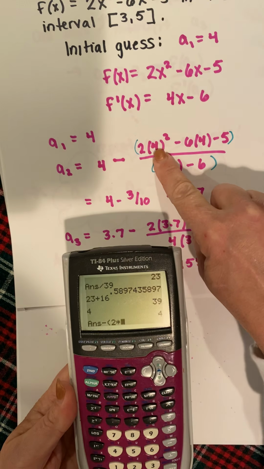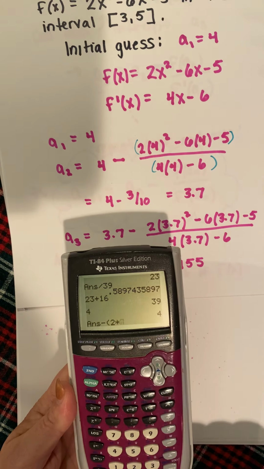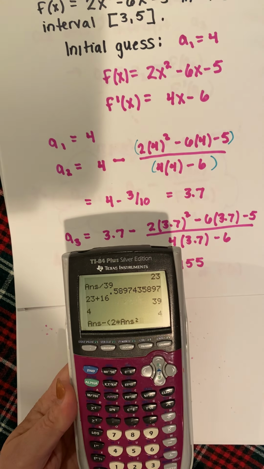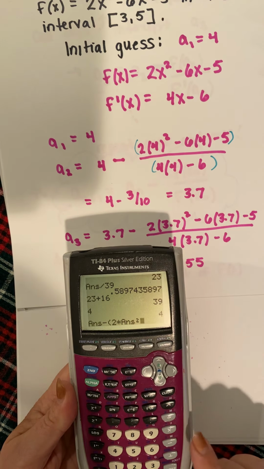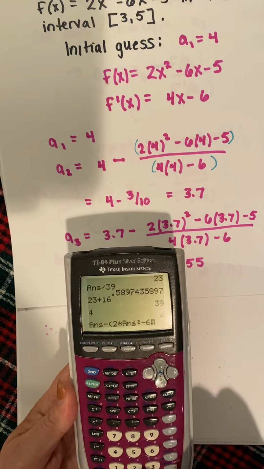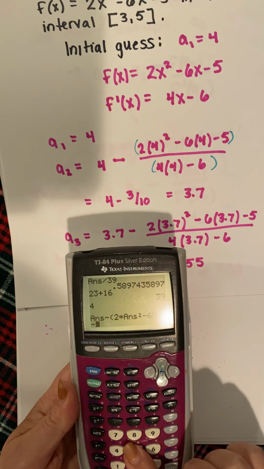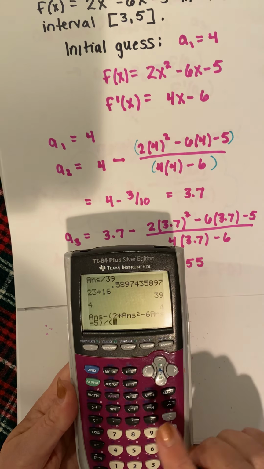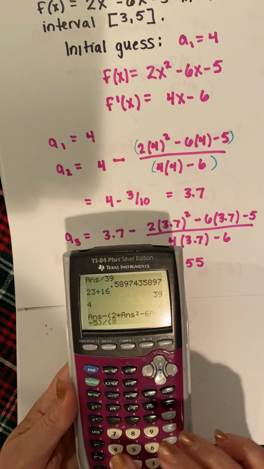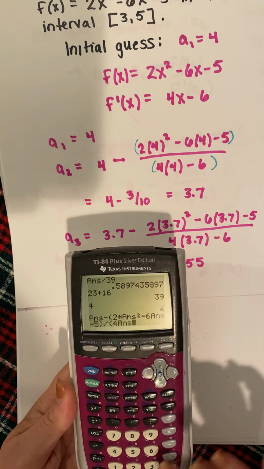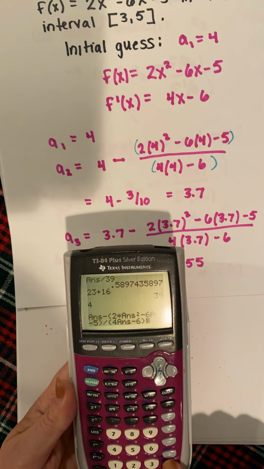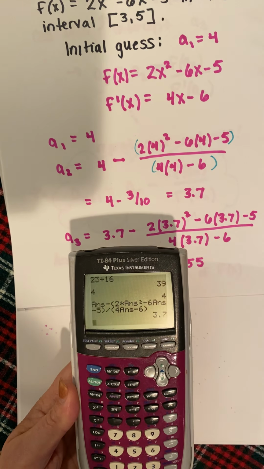Now I'm using the 4, but I don't want to use 4. I'm going to use the answer, thus taking that 4, and then I'm going to square it. So 2 times answer squared minus 6 times answer minus 5. I'm going to close the parentheses because that's my whole numerator, and divide it by my whole denominator, which is 4 times the answer minus 6. All right, and I'm just going to hit enter, and that comes up to be 3.7.